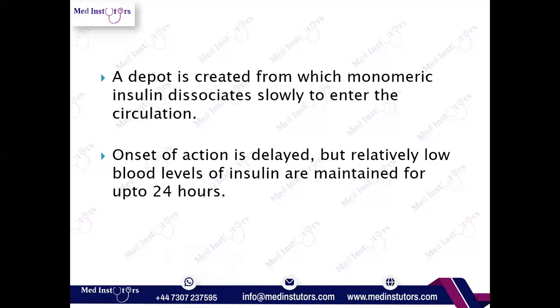Also, after a depot is created from the subcutaneous injection, the monomeric insulin dissociates slowly to enter the circulation. So, whenever you give a subcutaneous injection of glargine, initially it forms a depot there, and slowly it is released into the blood circulation. Onset of action is delayed, but relatively low blood levels of insulin are maintained for up to 24 hours. From this subcutaneous depot, insulin is released into the blood circulation very slowly, which means it can act for a long period of time. That is why it is called a long-acting insulin.